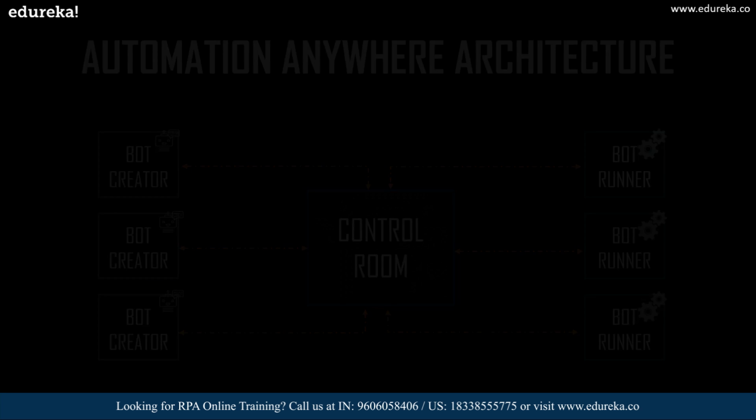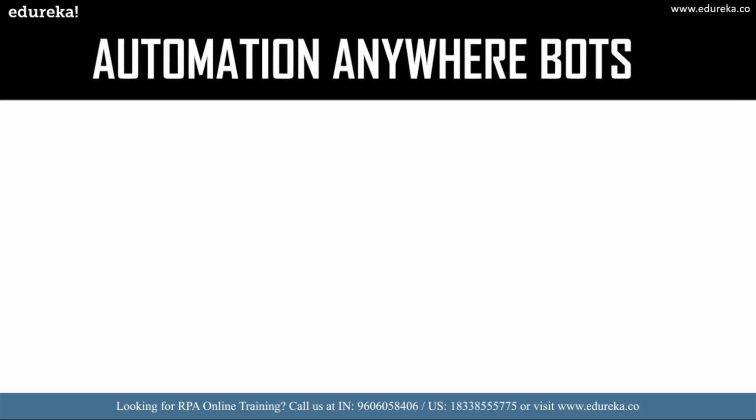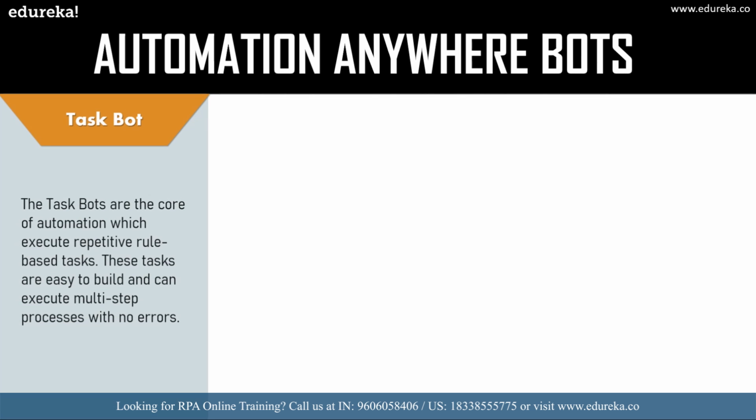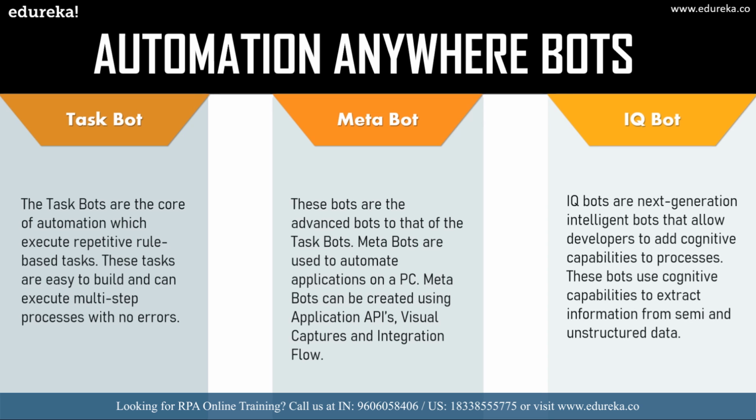Now let's move forward with the next topic for today's session, that is the Automation Anywhere bots. Well, guys, there are mainly three types of bots provided by Automation Anywhere, that is the task bots, the meta bots, and the IQ bots. Starting with the task bots.